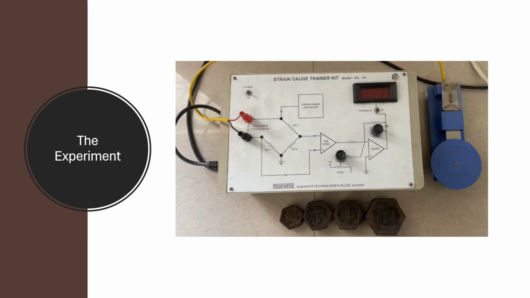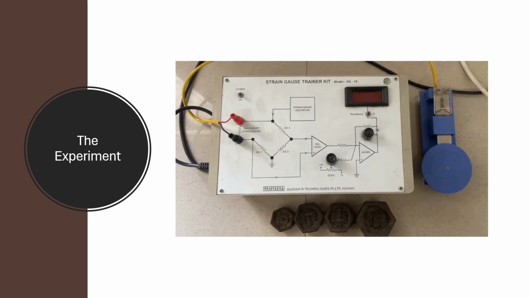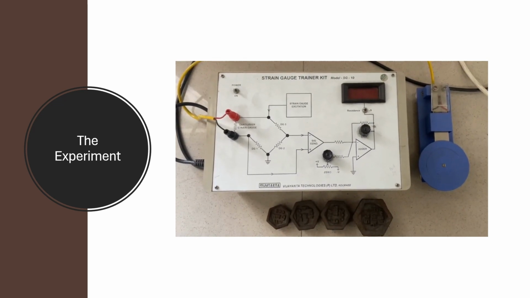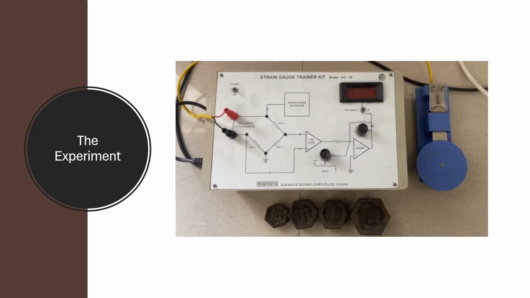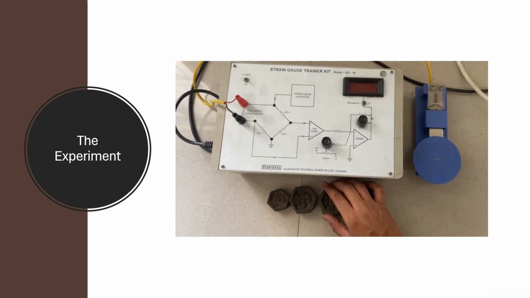So this is how the experimental apparatus of a strain gauge strainer kit looks like. It gets a bit complicated in real life. The black stone-like things which you are seeing at the bottom are the weights which we'll be using for the experiment. The 500 gram weight, the 200 gram weights, and the 100 gram weight.